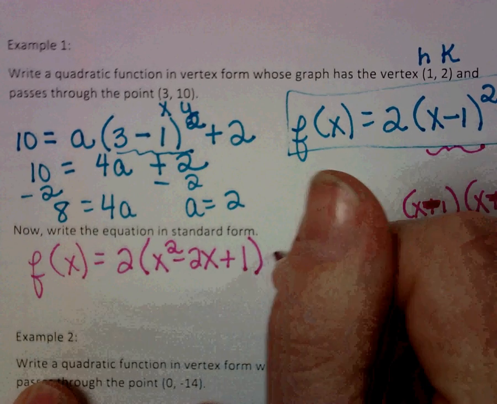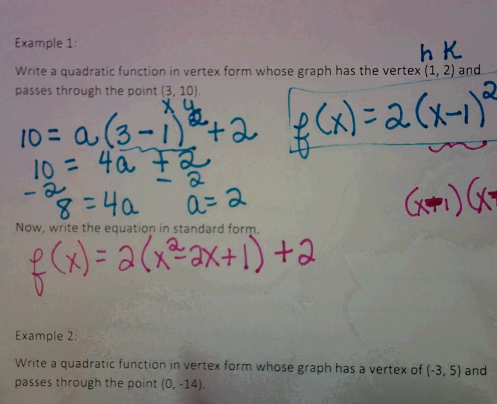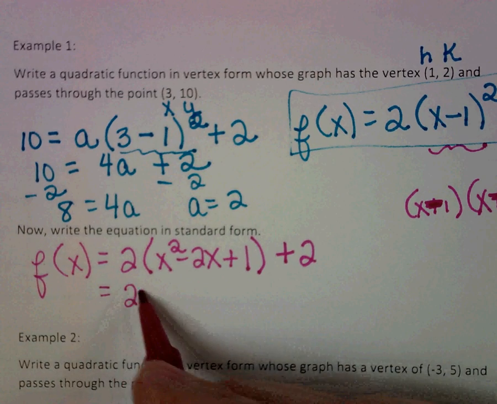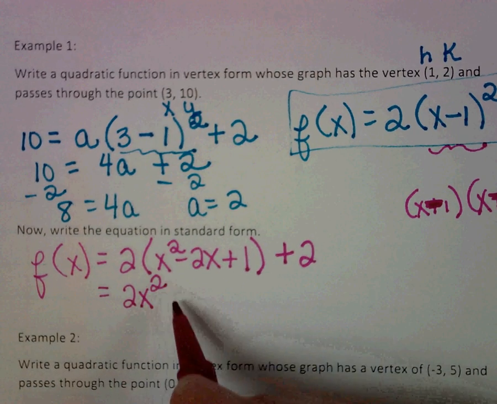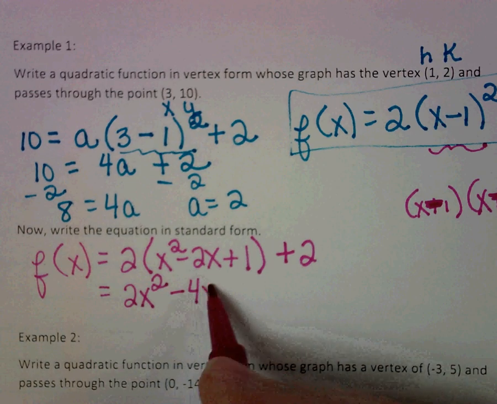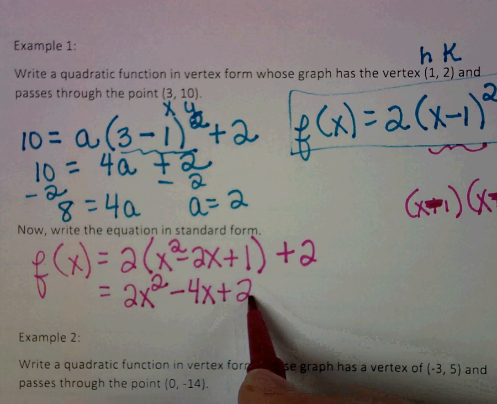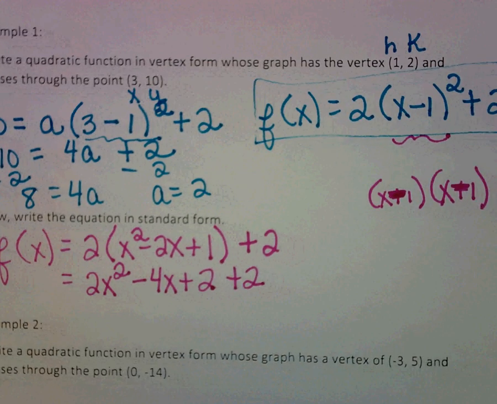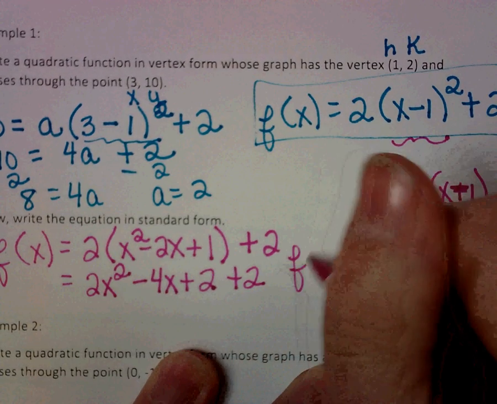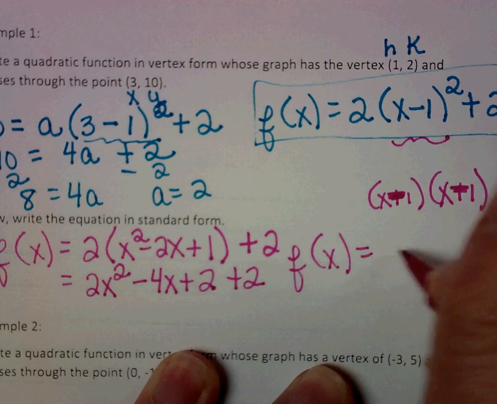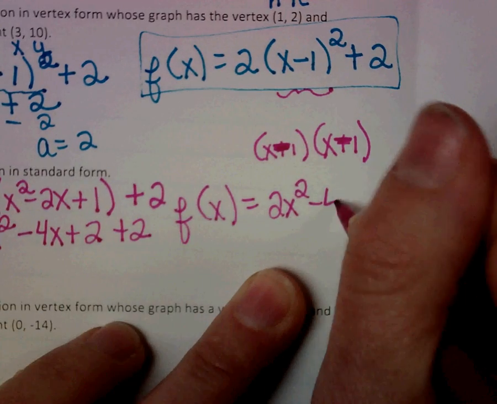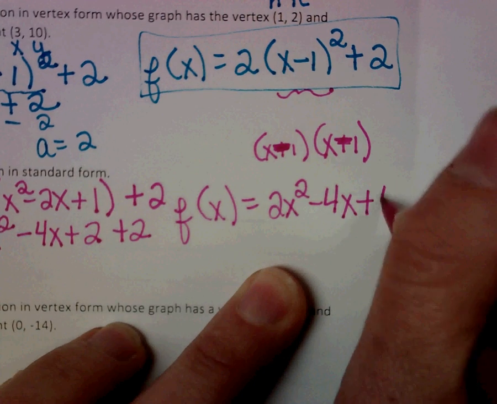And so now what I want you to see is you're going to have to distribute the 2. So it'd be 2x squared minus 4x plus 2, and then plus our 2 at the end. So our equation in standard form would be f of x equals 2x squared minus 4x plus 4.